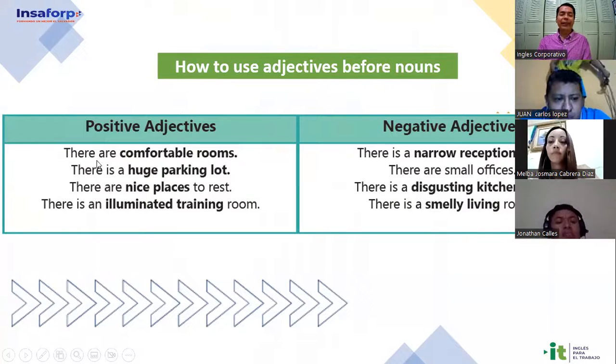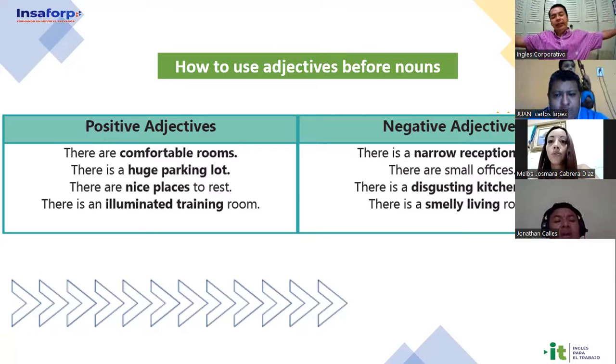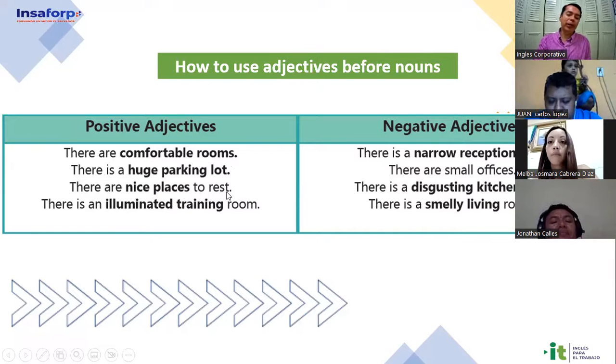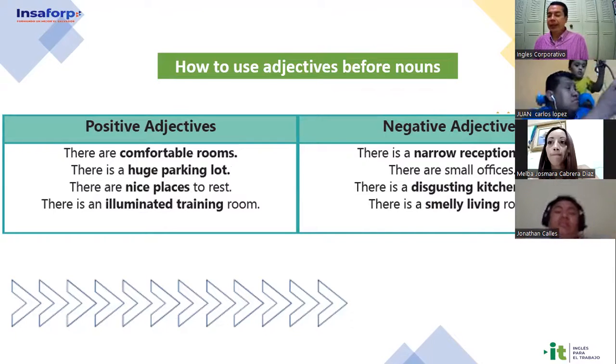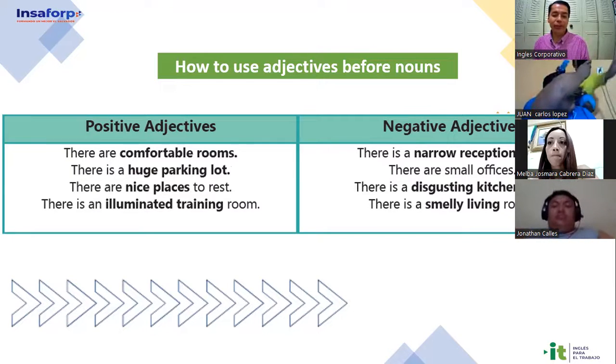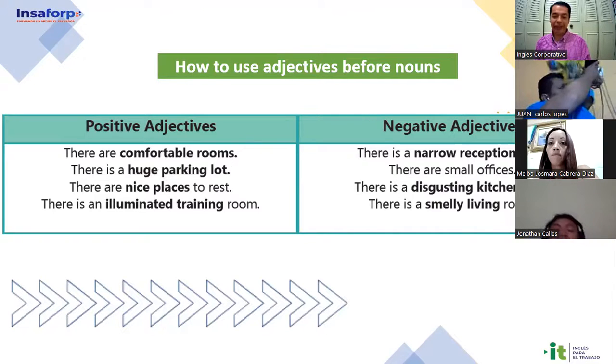Look, number one, there are comfortable rooms. Cuartos cómodos, right? There is a huge parking lot. Un parqueo enorme, right? There are nice places to rest. Lugares agradables donde usted puede descansar. Bueno, en realidad está en Japón. Hay dormitorios donde usted puede ir a dormir si se siente muy cansado, ¿verdad? En Japón.